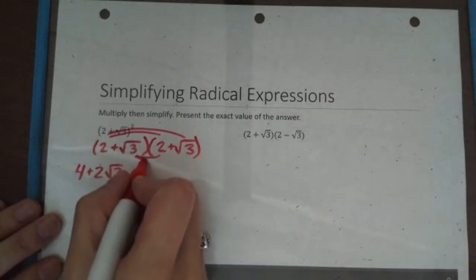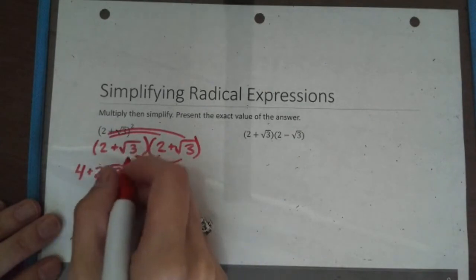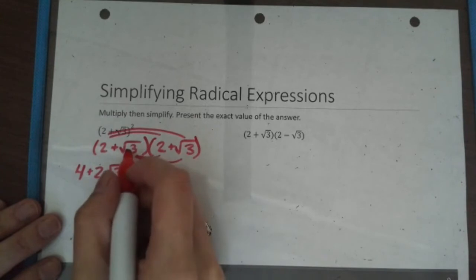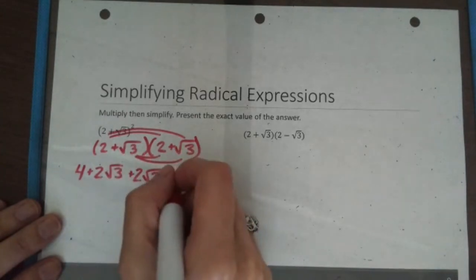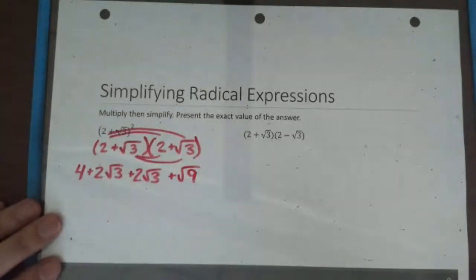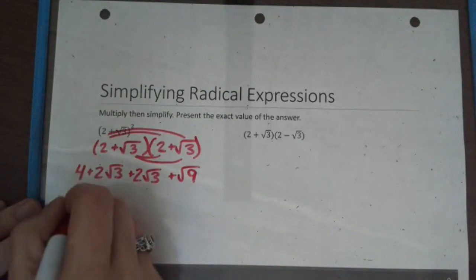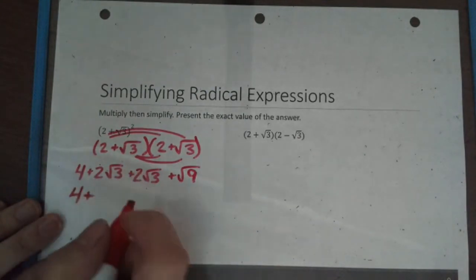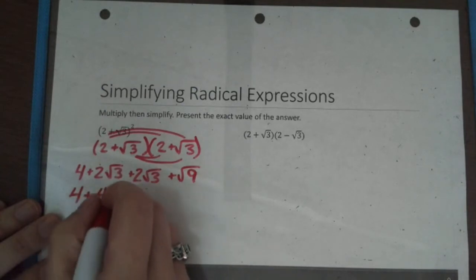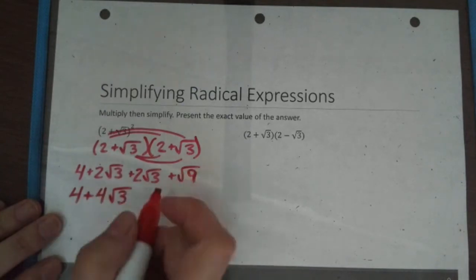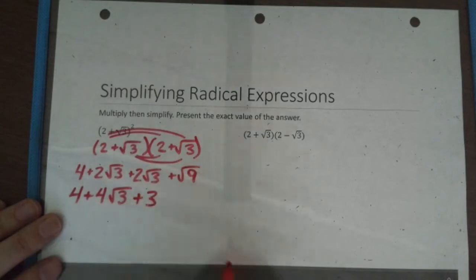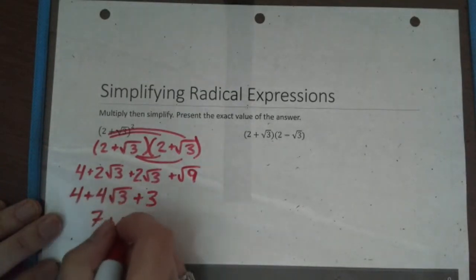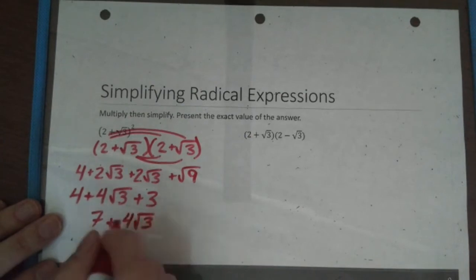Then I need to distribute my square root of 3 through, and I get the square root of 3 times 2, which is 2 times the square root of 3. And then the square root of 3 times the square root of 3 is the square root of 9. So that's 4 plus 2 times the square root of 3 plus another 2 times the square root of 3, which gives us 4 square roots of 3. And the square root of 9 is 3. If I combine my 4 and my 3, I get 7 plus 4 times the square root of 3.